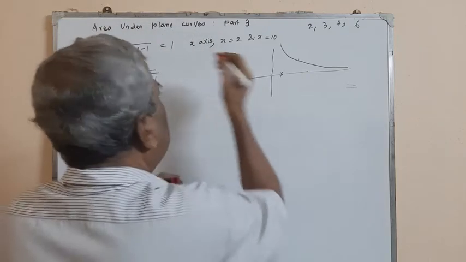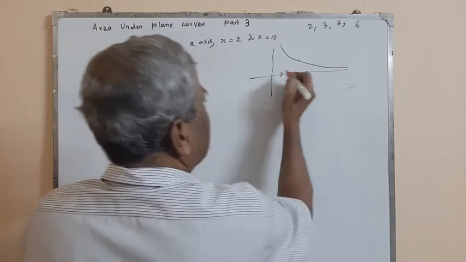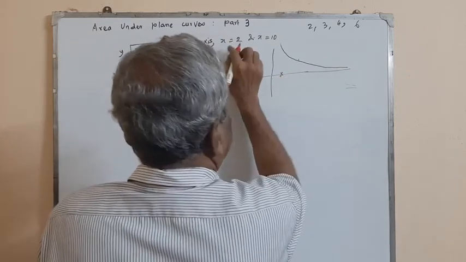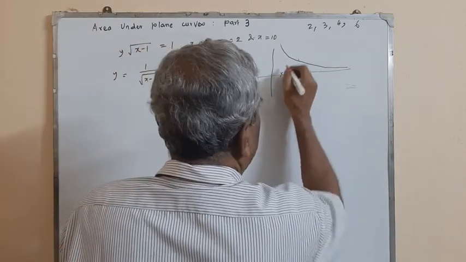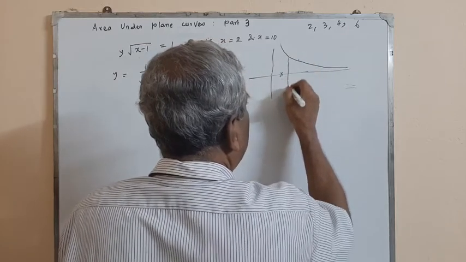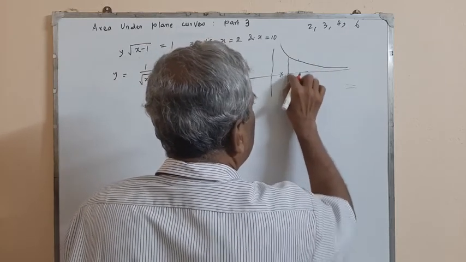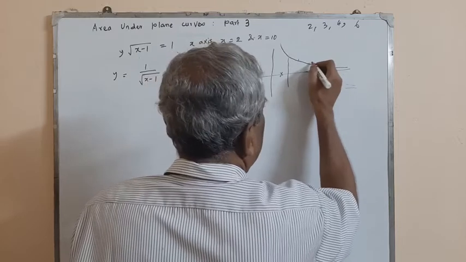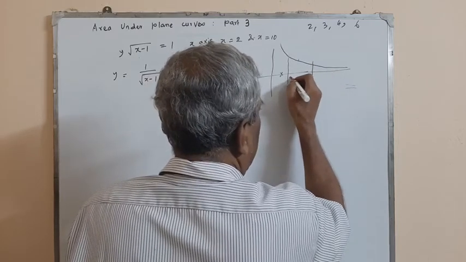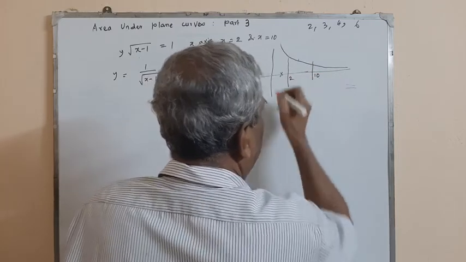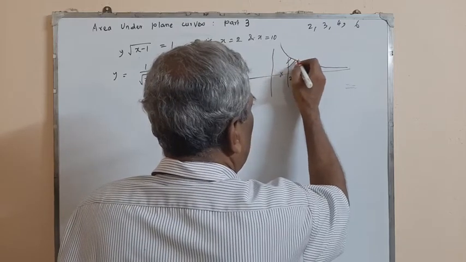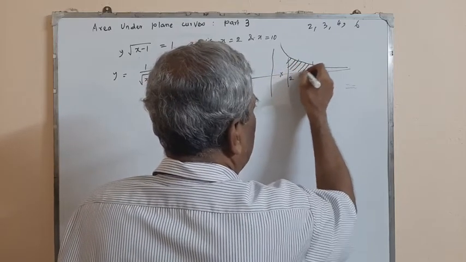So this is the curve, x-axis is this, this is x is equal to 1, it is x is equal to 2, and it is x is equal to 10. This is 2, this is 10. So we get an idea about the region.